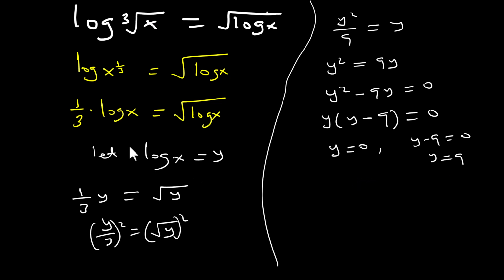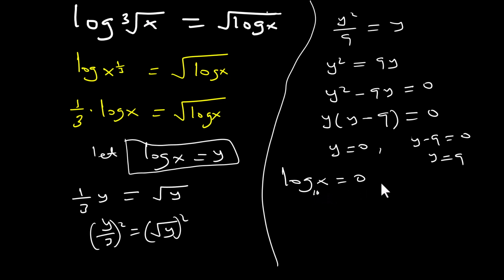So let's substitute the values of y here. Log x equals, the first answer for y is 0. Now if we don't see the base, it's 10. So x equals 10 raised to the power 0. This is 1.